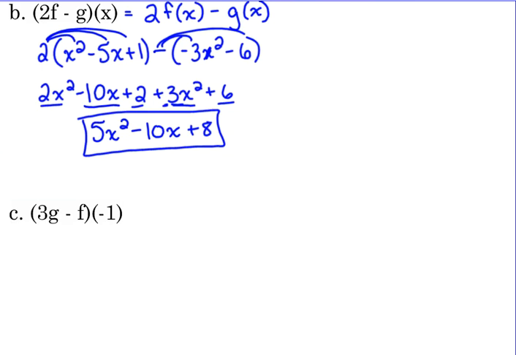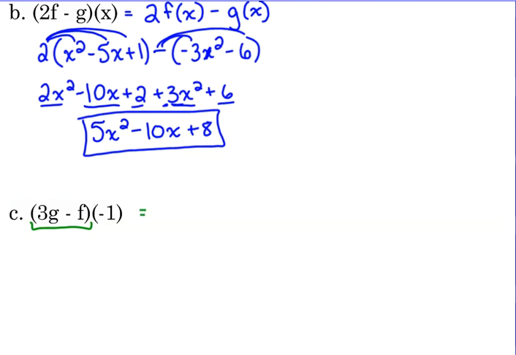Some think one way is easier, some think that the other way is easier. I'm going to show you both ways so that you can make the judgment for yourself. Some people like to look at it the way that it's presented. They like to look at it as 3 times g minus f. They will do that part. They will do that linear combination, simplify that, and then plug in negative 1 for the x.